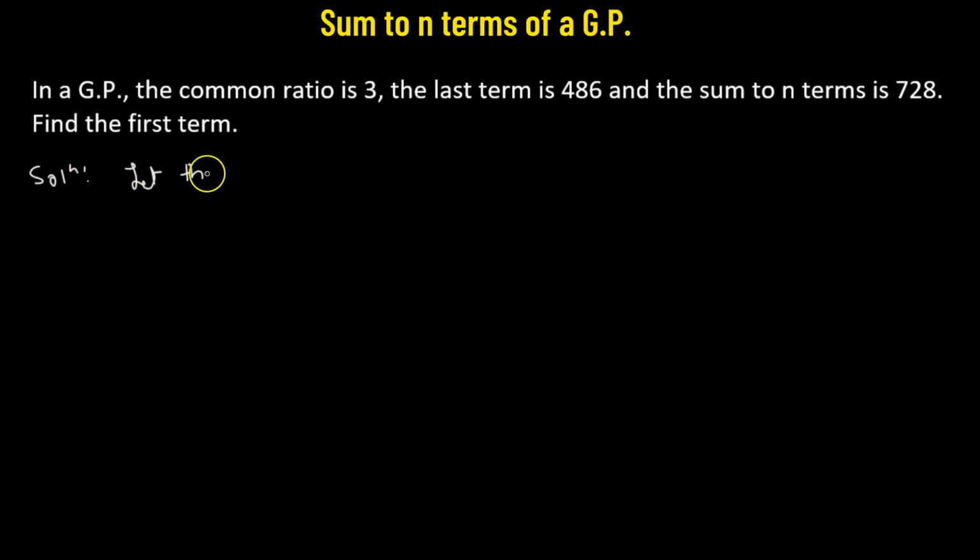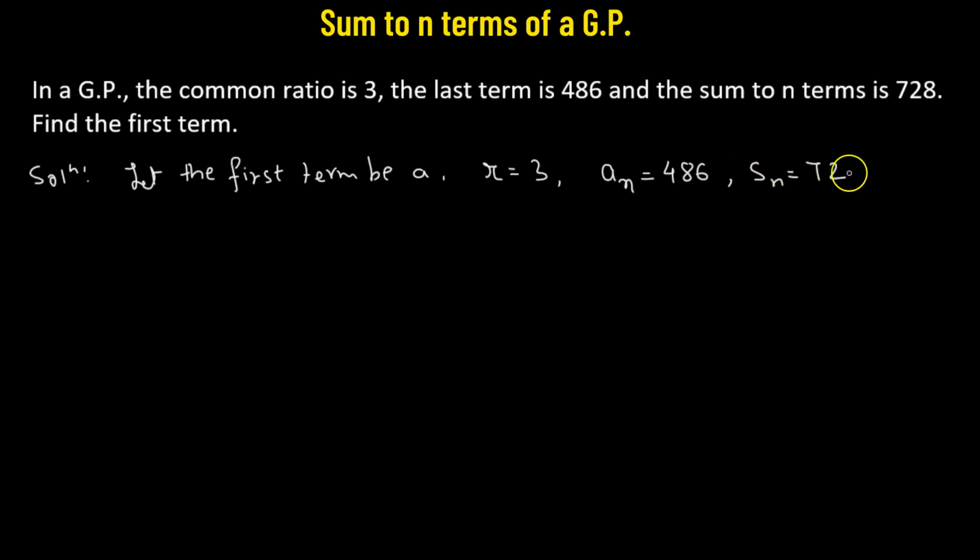So let the first term of the geometric progression, we will be denoting it by the letter a in lower case. So here the common ratio r, that's already given. It has a value of 3. The last term, so we'll call it the nth term, so a_n is 486, and the sum to n terms, so that's 728. So using these three values, we need to find out the first term.